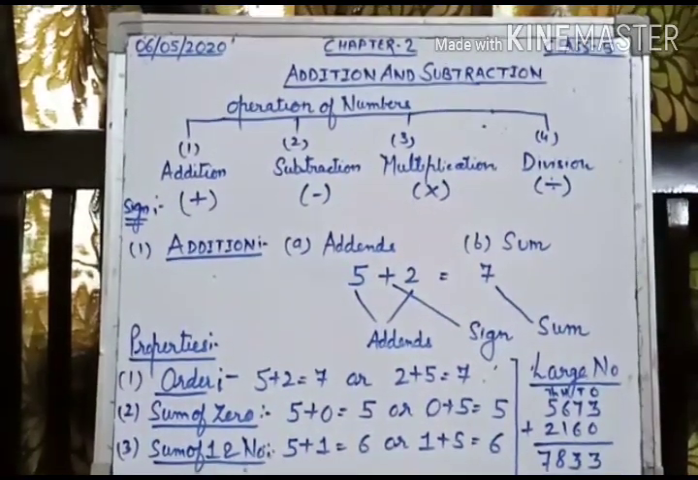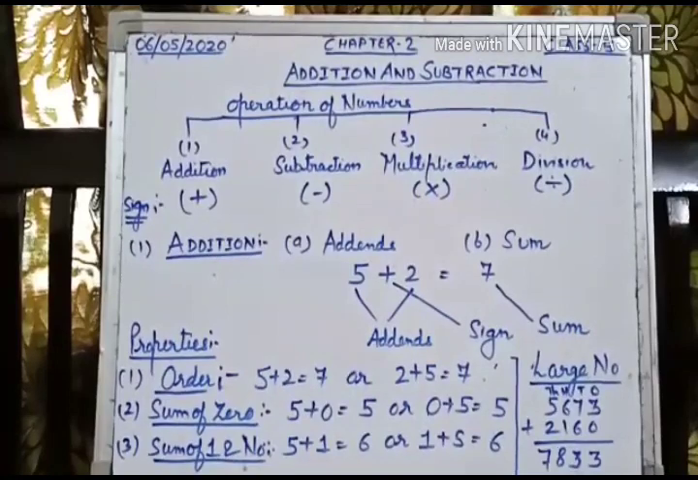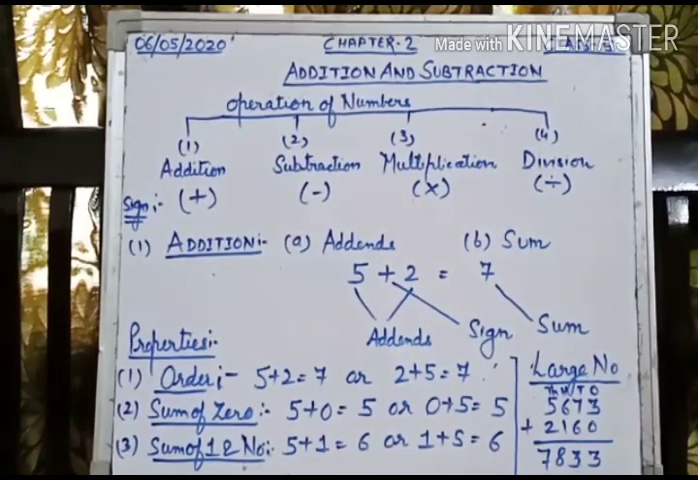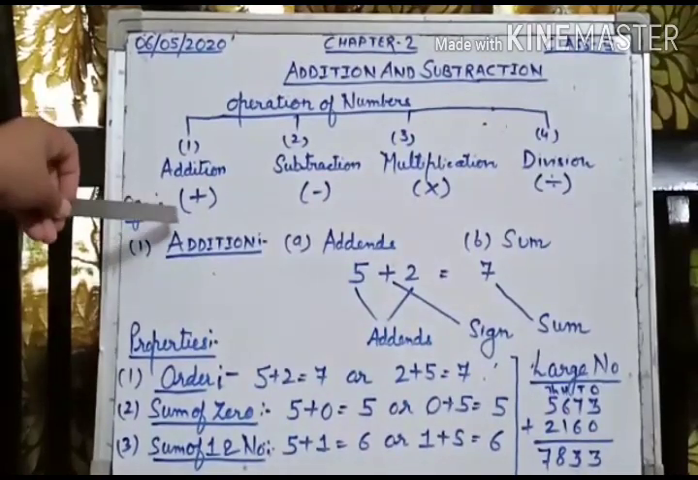So the first operation of our numbers is addition. Can you tell me when we do addition? When we put together 2 or more numbers. Suppose we have 2 numbers and we have to put them together, so we use the addition operation. The sign for this is the plus sign. Now, can you see this sign?